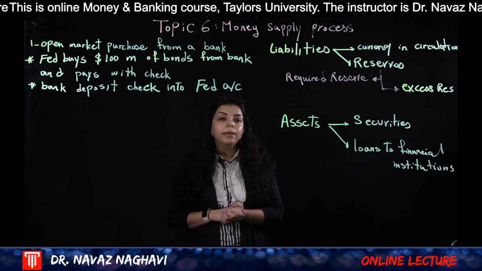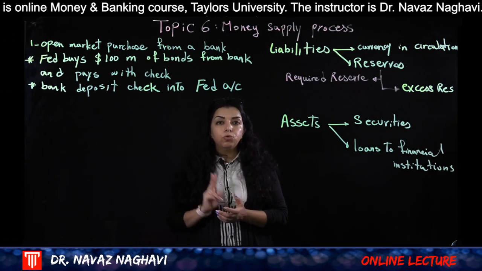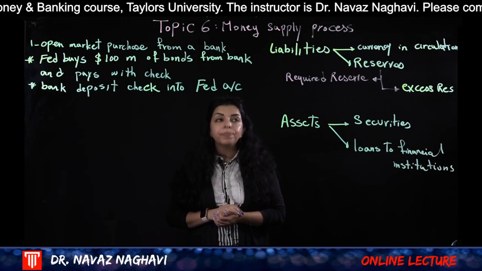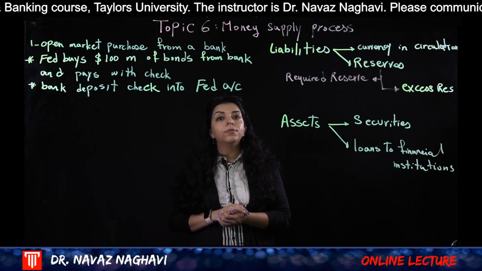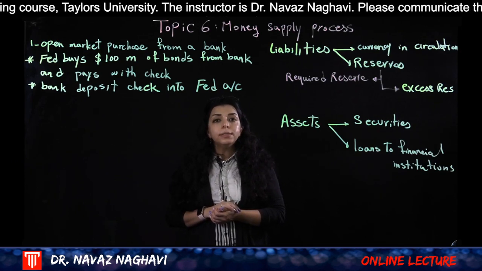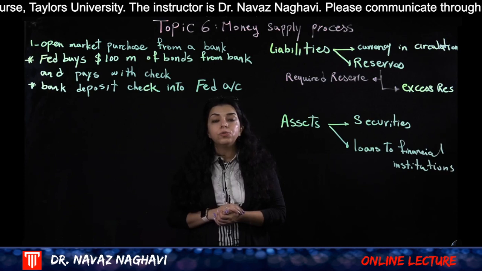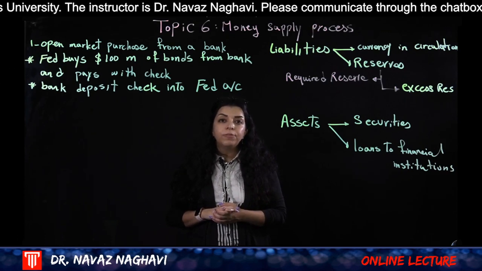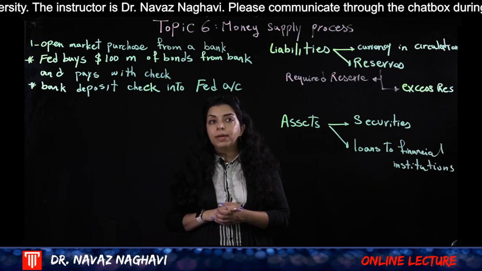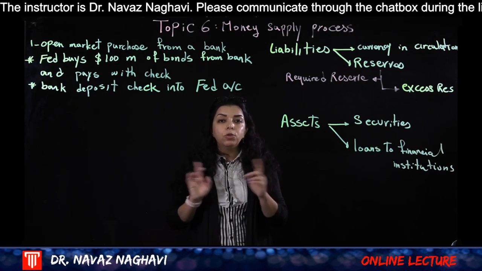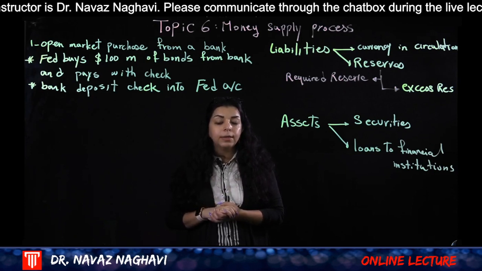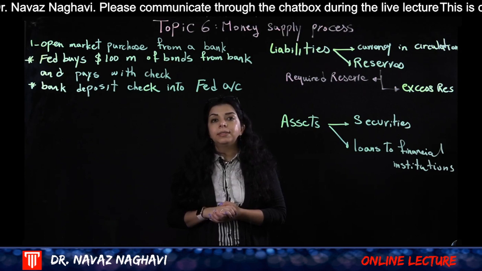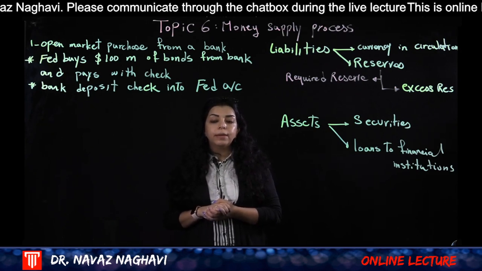The liabilities of the central bank are categorized into two parts. The first is the currency in circulation, and the second is reserves. Currency in circulation is the notes that we are holding, and it's the medium of exchange for us. So we can buy products with the notes and coins that we are holding. These are the currency in circulation, and do remember that it is a liability of the central bank.